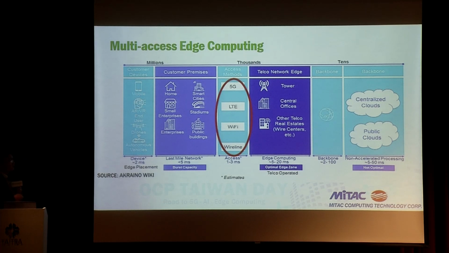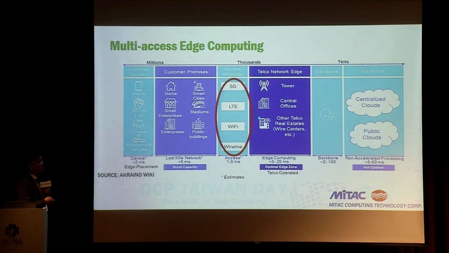This is another point of view to think about the core telco network edge and the application here. Everybody talks about 5G. Remember, 5G is one of the access methods. In the coming years, you will see LTE, Wi-Fi, and wireline still coexist with 5G because they all try to provide broadband for those services.